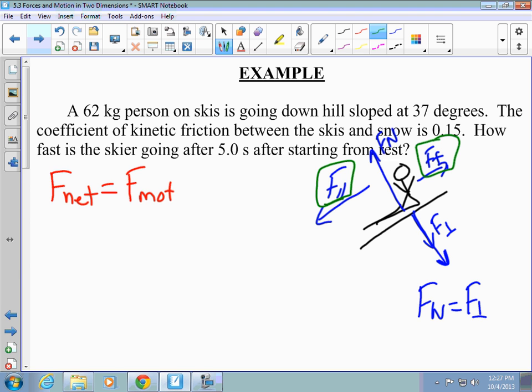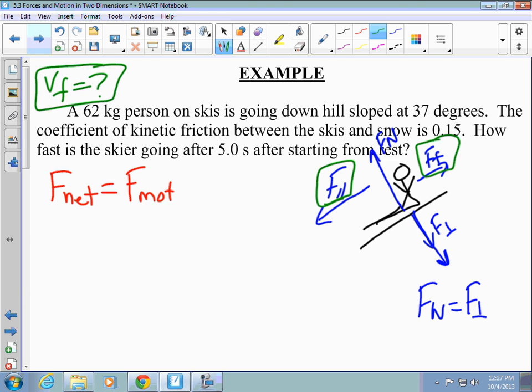friction. So we want to solve for, if we look at the question again, a 62 kilogram person on skis going downhill at 37 degrees. The coefficient of friction between the skis and the snow is 0.15. How fast is the skier going after 5 seconds? Well, we need VF, but there is nothing that can give us VF directly in this problem.